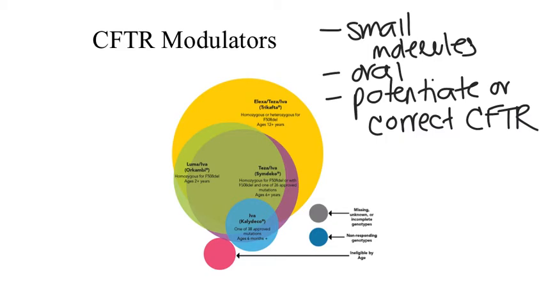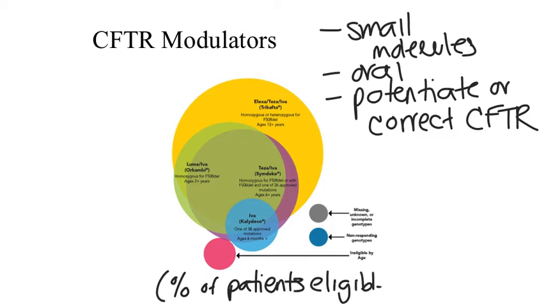The figure on the screen illustrates the percentage of patients with cystic fibrosis that are eligible to take one or more of these agents. There's a small percentage of patients that are not eligible for CFTR modulator therapy, either because they have a missing, unknown, or incomplete genotype, or a very small percentage of patients who have a non-responding genotype, and this is less than 10% of patients. There's another small group of patients that are ineligible for CFTR modulators due to age because they are under the age of 6 months.